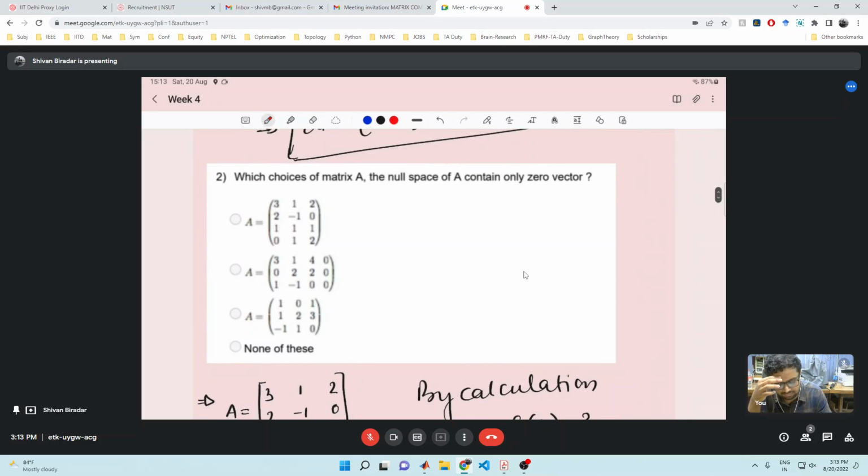Let's move on to the second question. What is the choice of matrix A such that the null space of A contains only the zero vector? The first very important point here is to check the rank of this matrix, then to use the rank nullity theorem. So this itself would give us the answer.